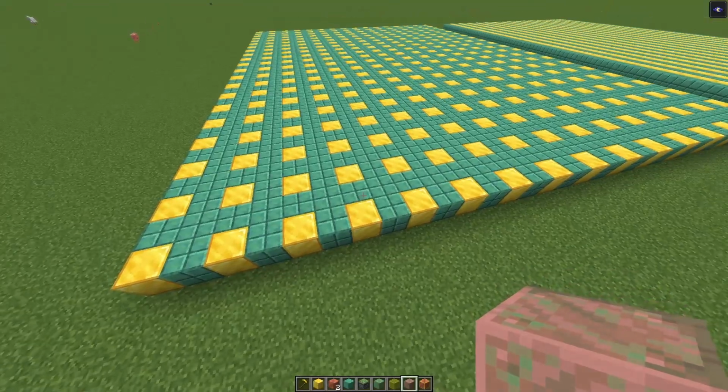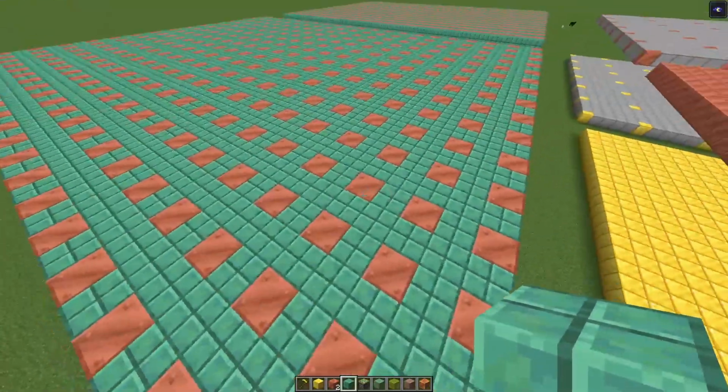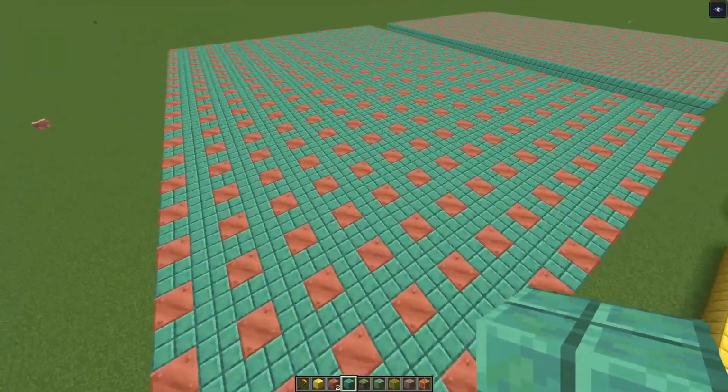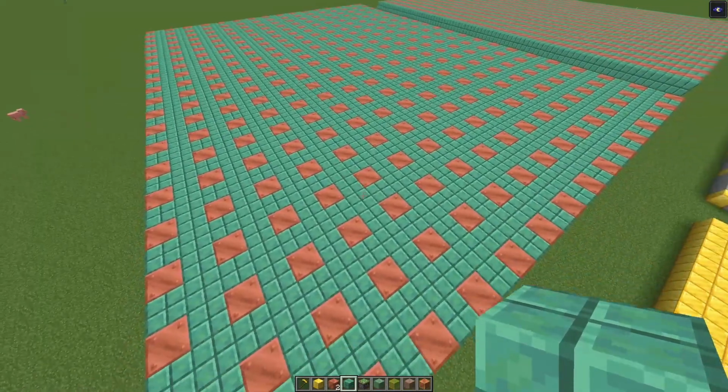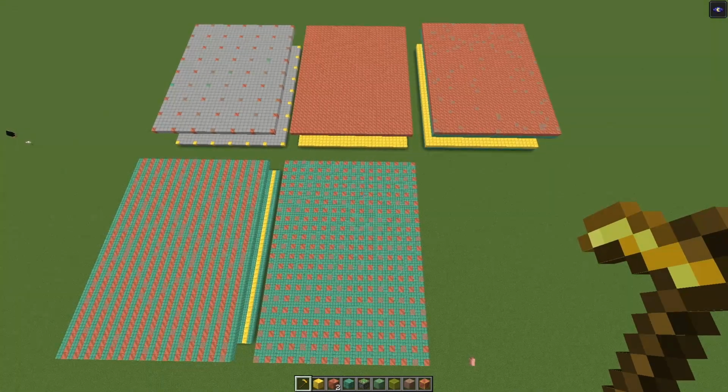And also the game treats cut and uncut copper the same. So in all our patterns we will use uncut copper as the fresh copper blocks and oxidized cut copper for the oxidized blocks. So we always know which copper blocks were oxidized from the start. So I'll stop the game, but now let's do a time warp of 1 hour and see how fast the copper oxidizes.